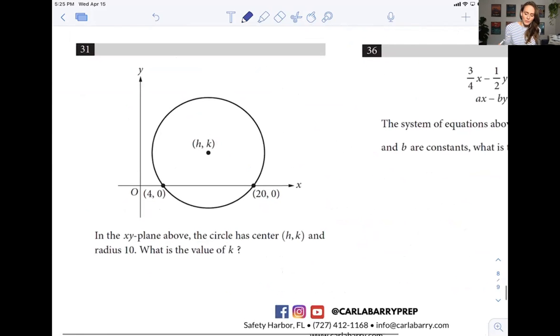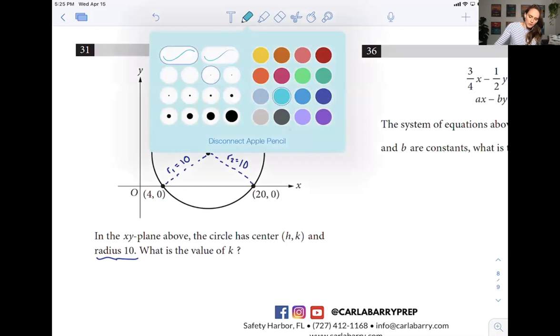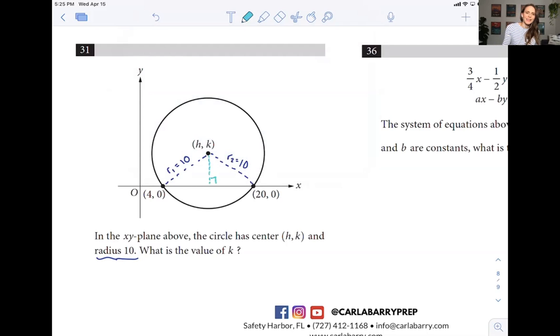Number 31. So in the xy plane above, the circle has center (h, k) and a radius of 10. What is the value of k? So it says it has a radius of 10. So I want to draw that radius. I am going to draw a line here and here. Easiest radii to draw would be the radii with the given points, right? So I'd say R1 equals 10, R2 equals 10. And they want to know what is the value of k. So I am going to draw the height of the triangle right here and figure out what that height is.